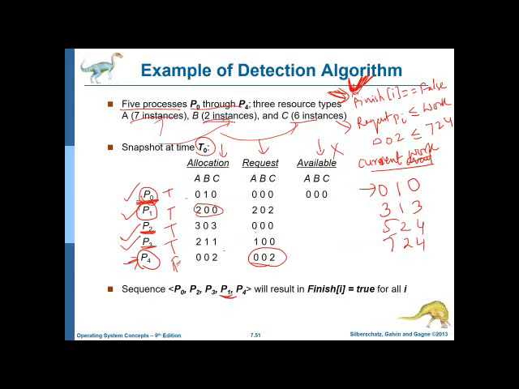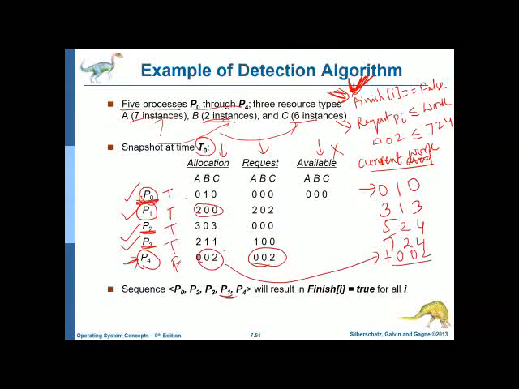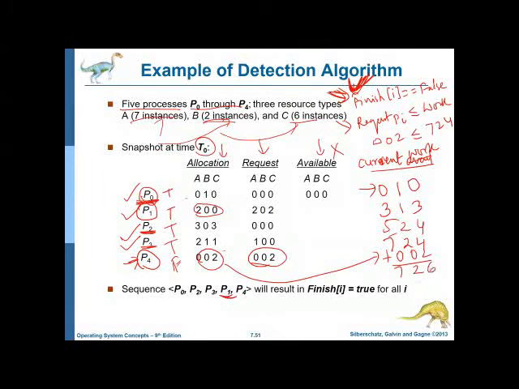Yes, that is also true. Because that is true, it will return all its allocated thing back to the memory pool. So let us add 002 along with this. It becomes 726. I'll just erase the sum part and the final value is 726. It is same as the maximum number of instances. See this 7, 2 and 6. So the available thing now becomes 726.